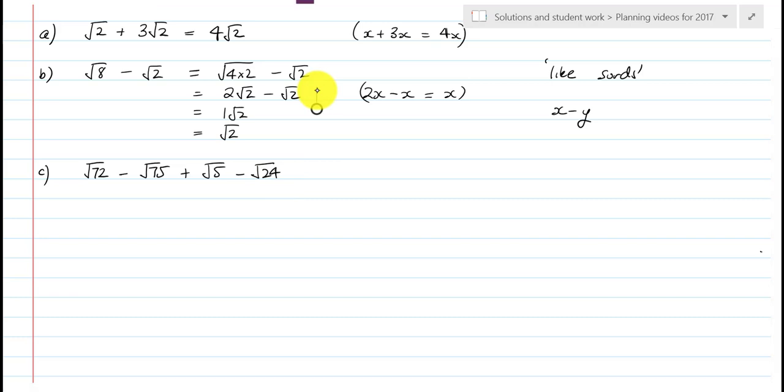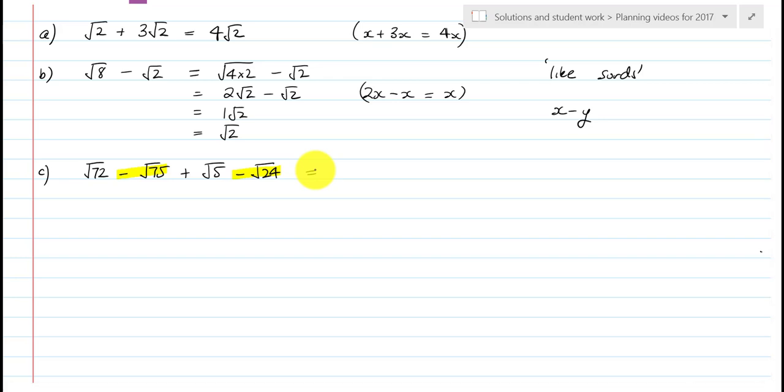Now just keep in mind as we're going here that this negative travels with the root 75 and this negative travels with the root 24. It implies that those things are being subtracted. So if we move those around, the negative travels with them. Now I can see how I've got no like surds, so I'm going to start by simplifying any surds I can. Now 5 is a prime number, so I know I can't simplify that.